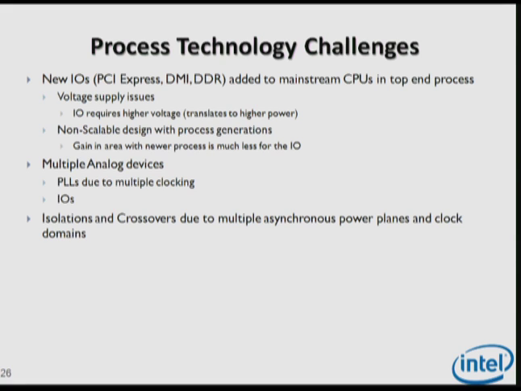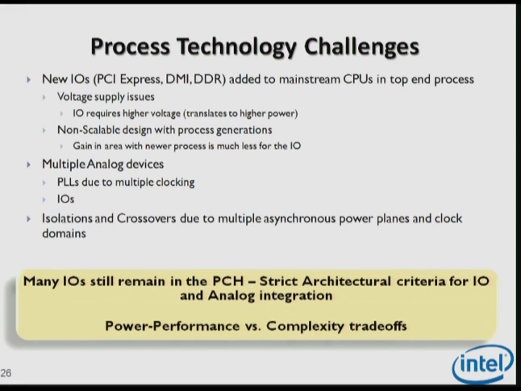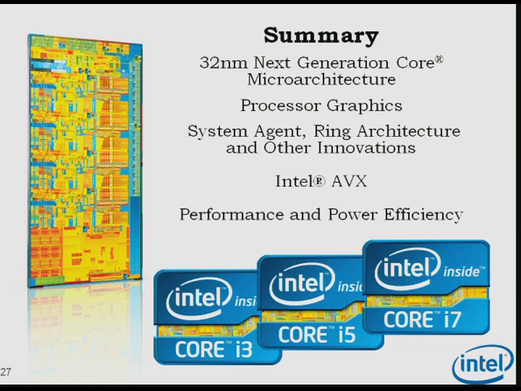The IOs do not scale well from generation to generation, and the IOs themselves require higher voltage and higher power supply than the digital parts. For this, we had to come up with very strict architectural criteria on which IOs come to the leading edge technology CPU and which ones remain in the PCH, in the South Bridge. Overall, we had to come up with a trade-off between the power and performance of integrating versus the complexity which we had to maintain as well.